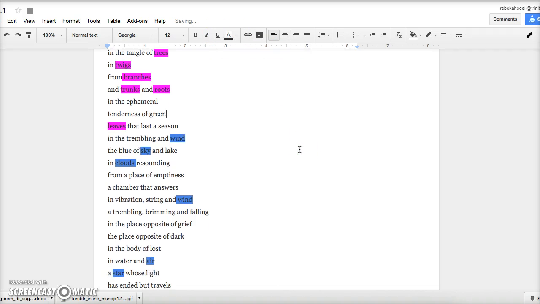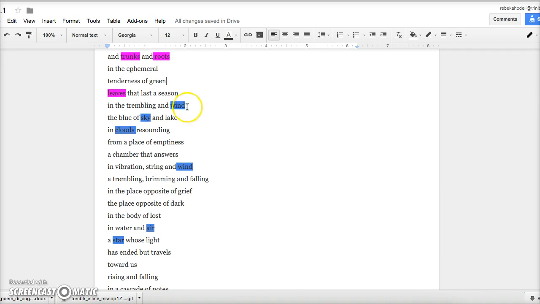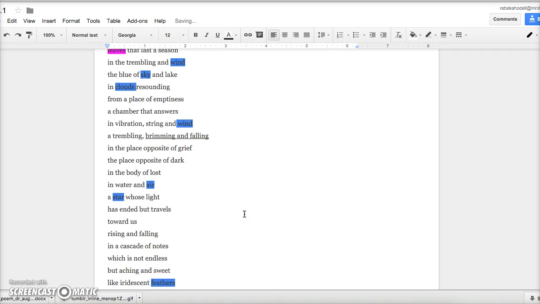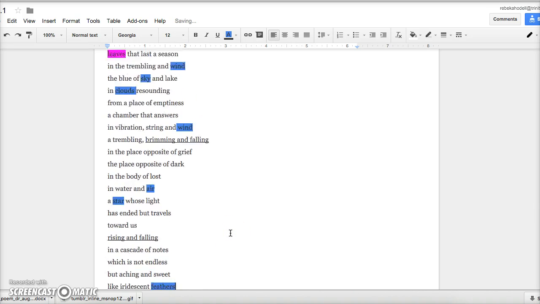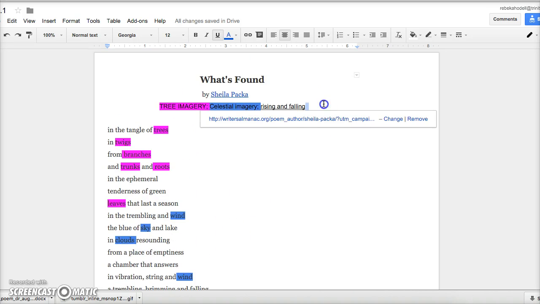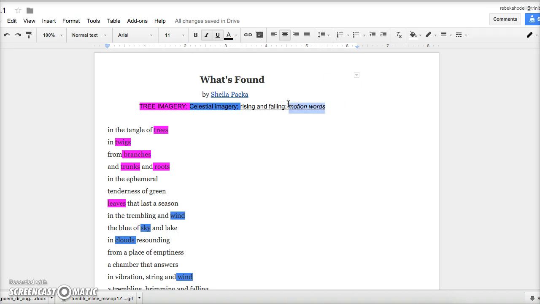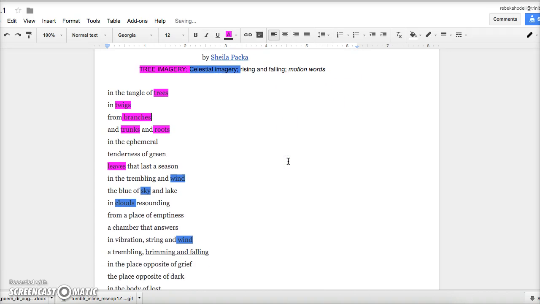So let's see, trembling in the wind. We have brimming and falling. Something that goes up and down, rising toward us, rising and falling. Feathers of wings that rise and fall. I also could put this in a bigger category. Maybe I will italicize these things: motion words. Remember, we could also call it diction. That's the fancy word for word choice.